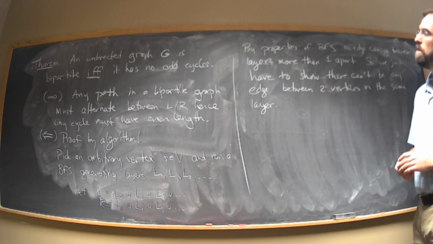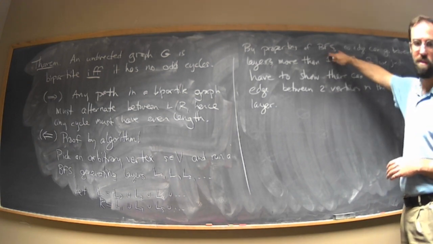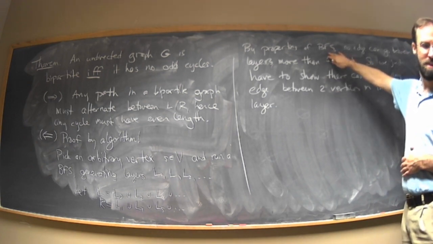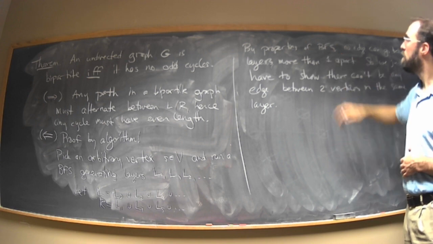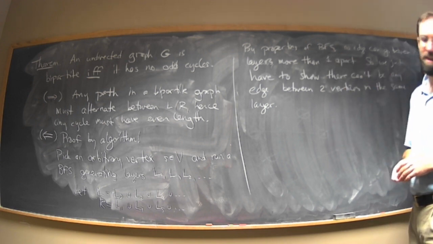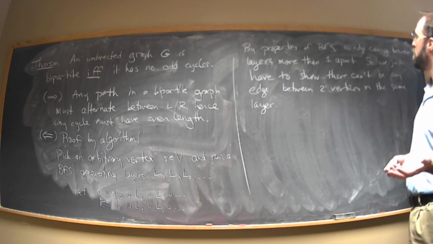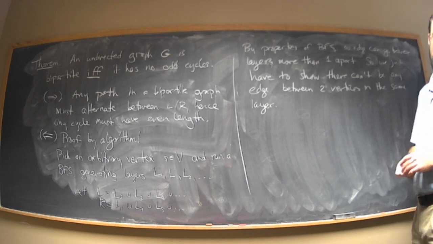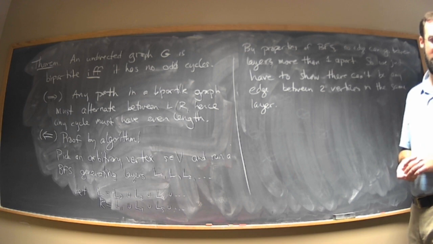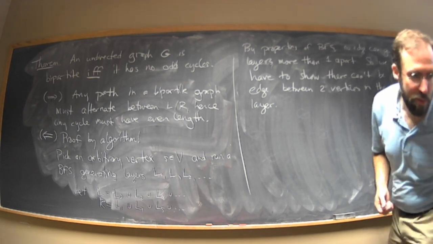Mitchell, you said you can't read the top line of writing, like up here? Yeah, that's weird. It could be my internet, I don't know. It's blurry for me. Oh, I see. So I said, by properties of breadth first search, no edge can go between layers more than one apart. Yeah, it is a little blurry, isn't it? Yeah, sure.